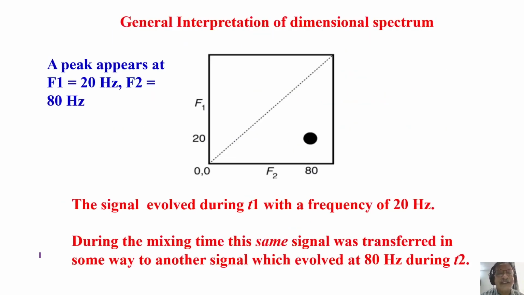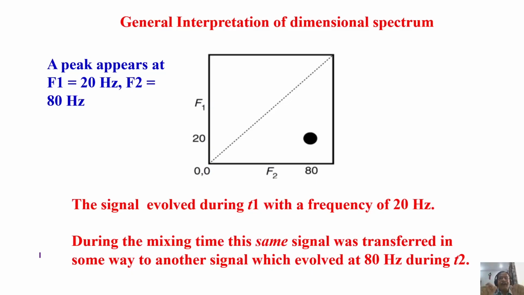Now, let us try to understand the general interpretation of a two-dimensional spectrum. It could be COSY, NOESY, ROESY, anything. With this understanding, let us see what a peak is. I was telling you about frequency nu A in both dimensions: nu A, nu X, nu X, nu A, nu X, nu X, all four possible combinations we discussed.